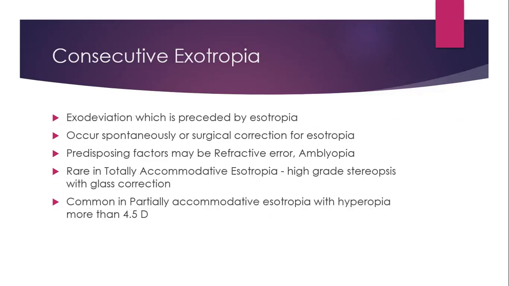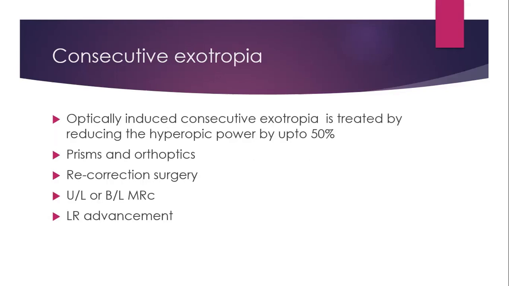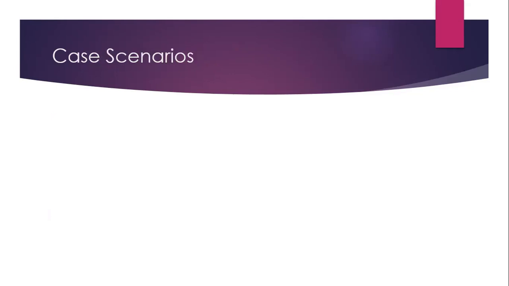So one more entity I wanted to emphasize was consecutive exotropia. It is exodeviation which is preceded by esotropia. It can occur spontaneously at times, but more commonly after surgical correction of esotropia. So predisposing factors may be refractive error and amblyopia. It is rare with accommodative esotropia and common in partially accommodative esotropias. In these cases, which are already operated, we have to do a revision surgery and see if we can do unilateral or bilateral MR resection and recessions and LR advancements.